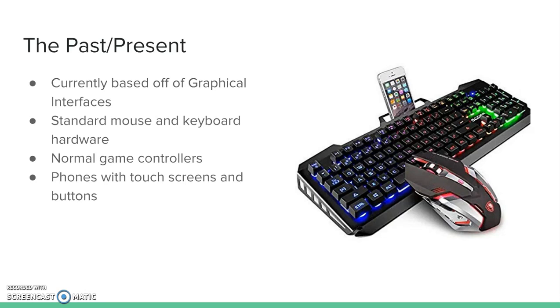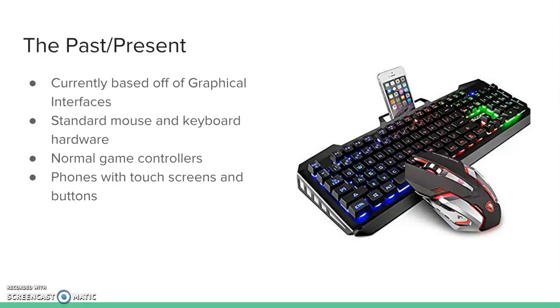So before we delve into the future, we have to go into the past and the present. Like I've said, most technology nowadays is based off of graphical interfaces instead of text-based interfaces, which are more the past thing. But the way we input information into a computer nowadays is more based off of mouse and keyboard. With our phones, it's more touch screens and buttons, that is, if your phone still has buttons, unlike the iPhone X.